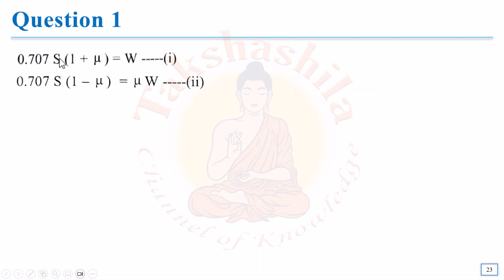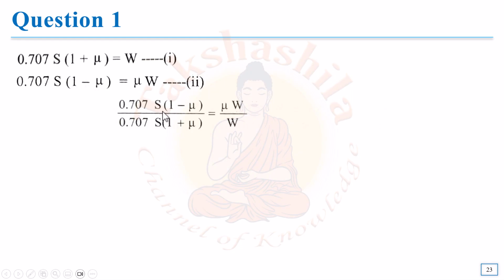Now I have these two expressions. From the first free body diagram, I got 0.707 S into (1 plus mu) is equal to W. From the second free body diagram, I got 0.707 S into (1 minus mu) is equal to mu W. I have marked them as different equations. Now I want to eliminate some of the variables. How can I do that? I will divide one equation by the other, so I am dividing equation number 2 by equation number 1.